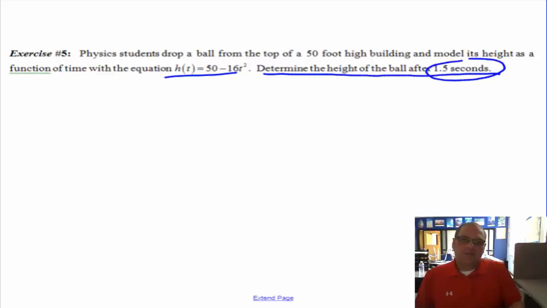What's the 1.5? Is it time or is it height? That's what you got to determine. 1.5 seconds, is that time or height? I think you realize that it is time. Seconds is time. So t is 1.5.